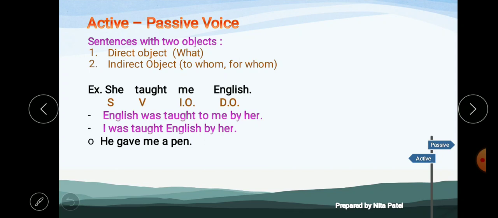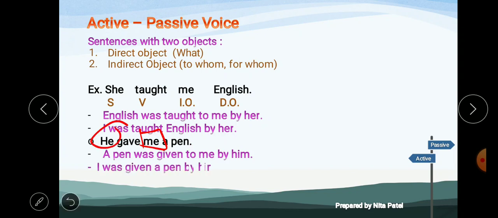He gave me a pen. Okay, let's start with the direct object. A pen was given to me by him. Now if we want to put the indirect object as the subject, then me will become I. I was given a pen by him, right? I was given a pen by him.